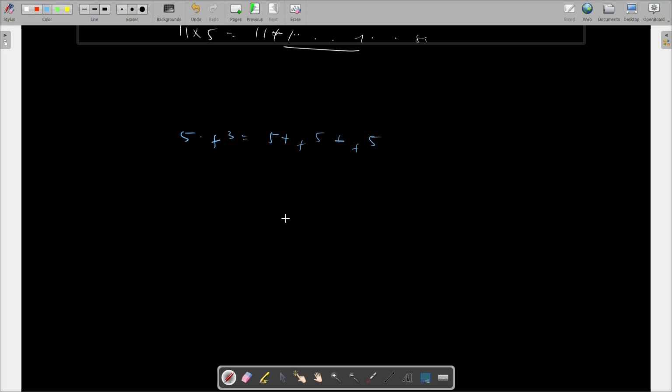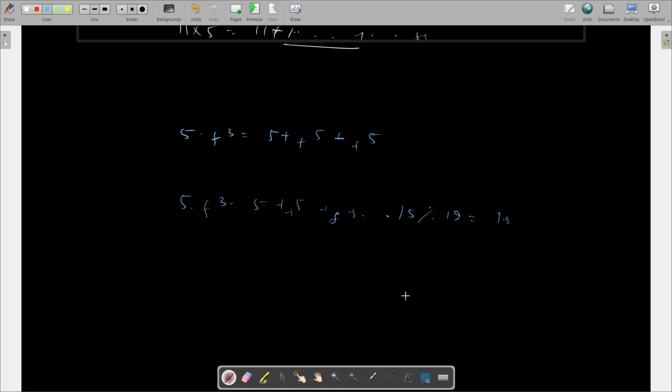Okay, and so we already know how to do the right side, and that yields a number in the F19 set. So 5 dot f3 will be equivalent to 5 plus f5 plus f5, which is equivalent to 15 modulo 19, and that is going to give me the value of 15, exactly that way.